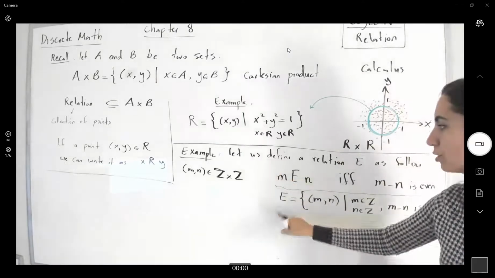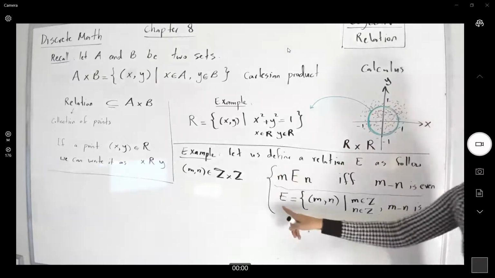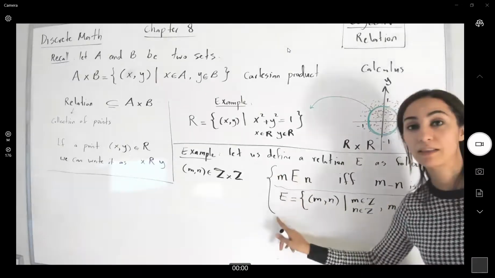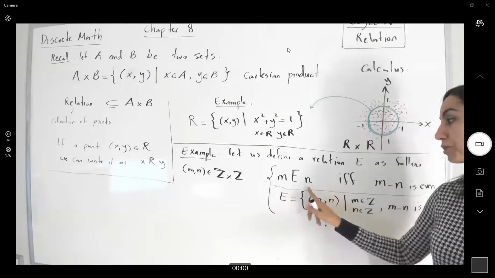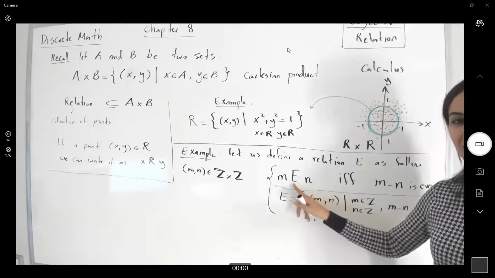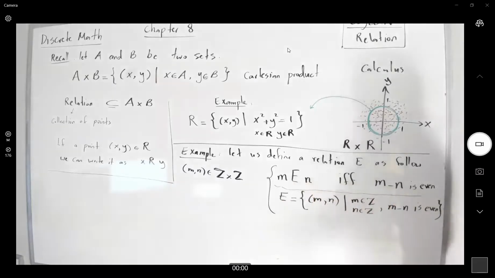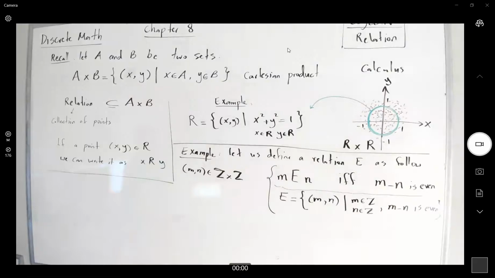So these two have the exact same meaning: either using set notation to represent this relation, or just saying that m is in relation with n in relation E if and only if m minus n is even. The question says, list 5 integers that are related to 1.